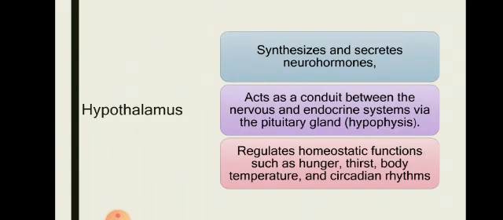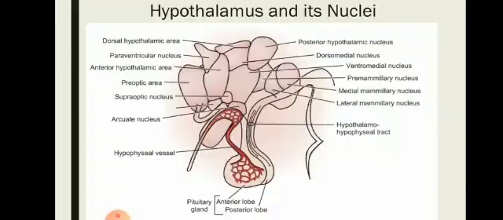So this is about the major functions of the hypothalamus, which I've already summarized in the introduction with the first slide. You can see that the hypothalamus synthesizes and secretes neurohormones into the circulation. It acts as a conduit between the nervous system and the endocrine system, which happens via the pituitary gland, or the hypophysis. The regulation of all the homeostatic functions, such as thirst, hunger, body temperature and circadian rhythms, is also controlled by the hypothalamus.